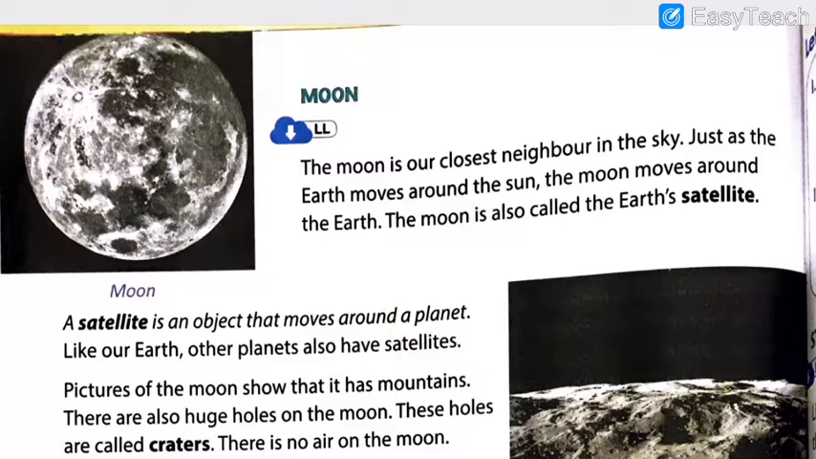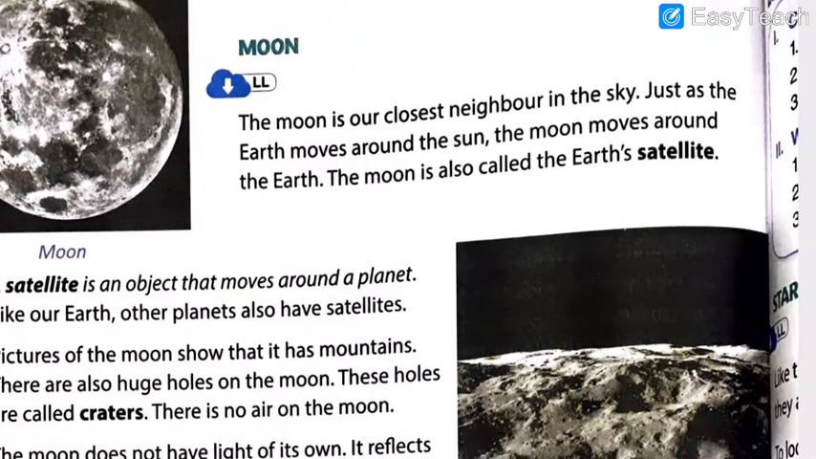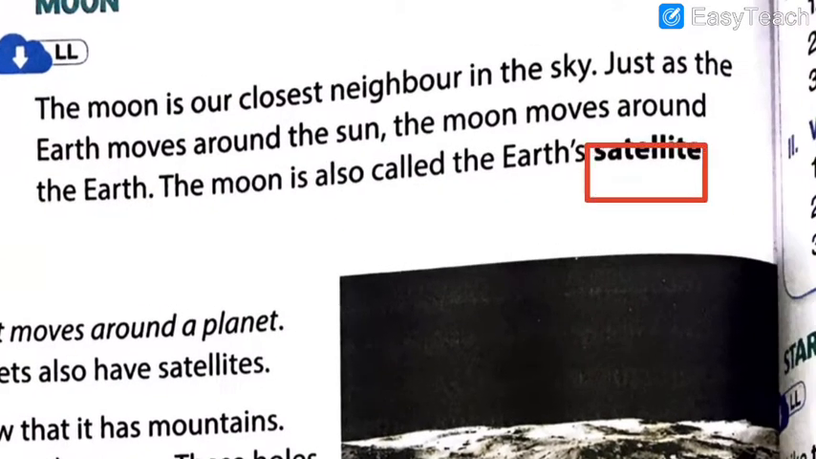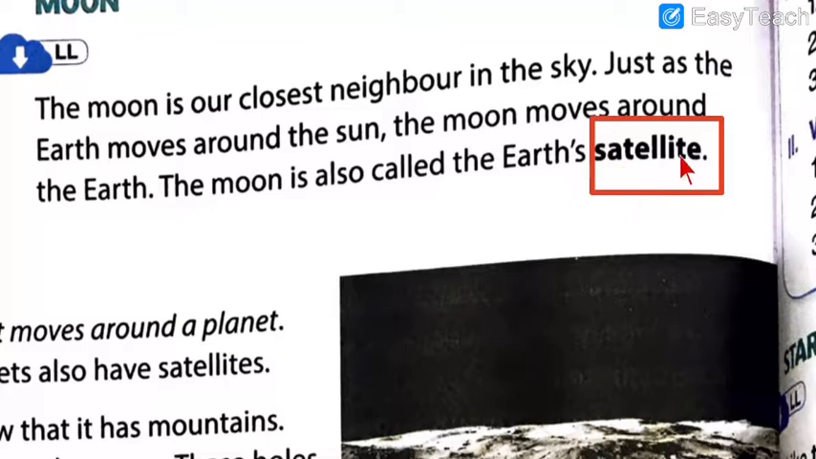Now the topic is moon. The moon is our closest neighbor in the sky. Just as the earth moves around the sun, the moon moves around the earth. The moon is also called the earth's satellite. Now please write another hard word, satellite. S-A-T-E-L-L-I-T-E, satellite. I hope you are noting it down. Satellite.